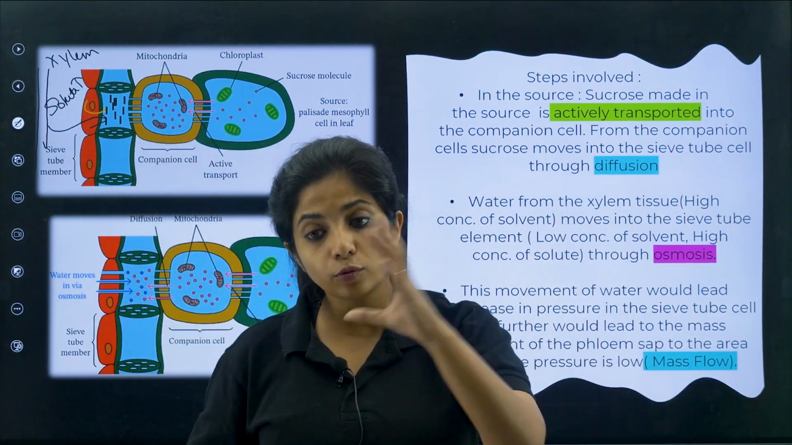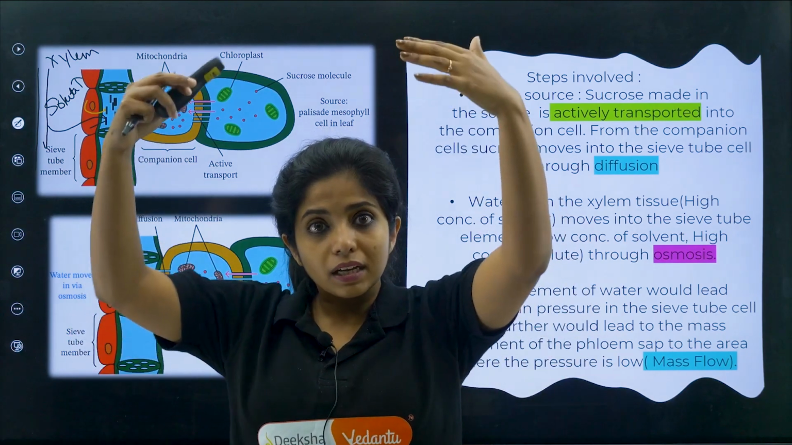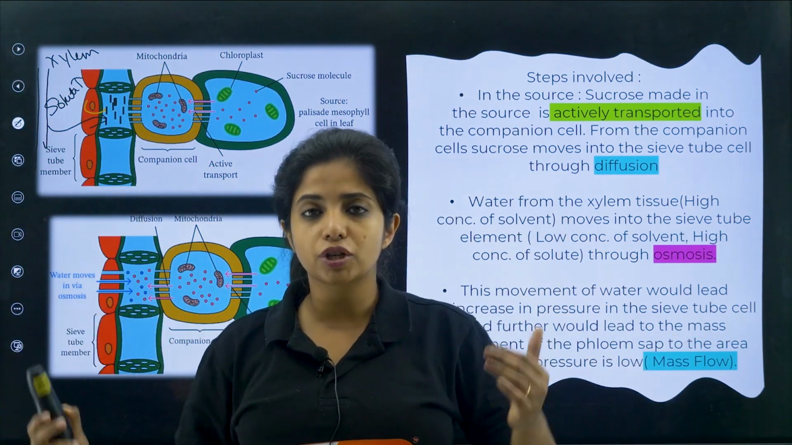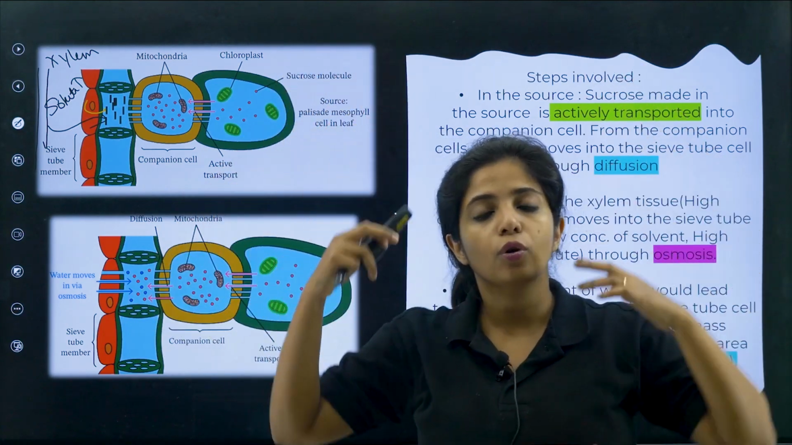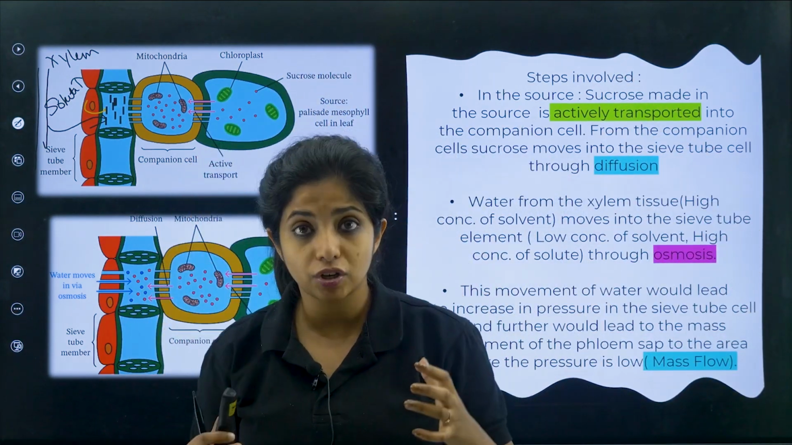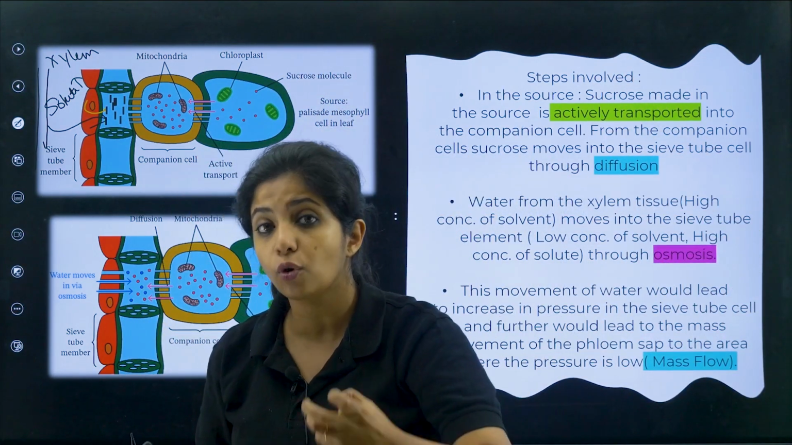moves in. When solvent moves in, the pressure is too much, there will be increase and decrease in pressure, there will be difference in the pressure in between the different regions, and hence things would be moving from high pressure region to low pressure region. Now when it reaches the low pressure region, and what do you call this? This is known as mass flow of phloem sap.